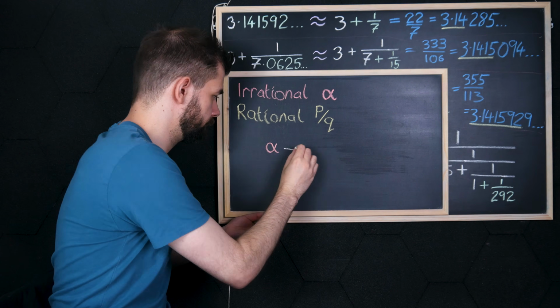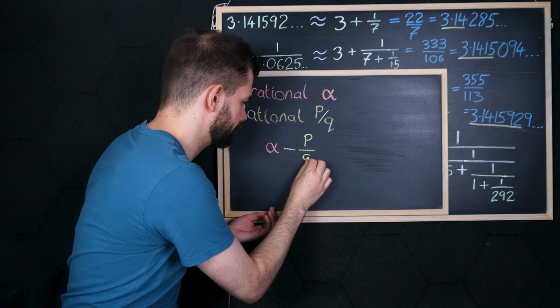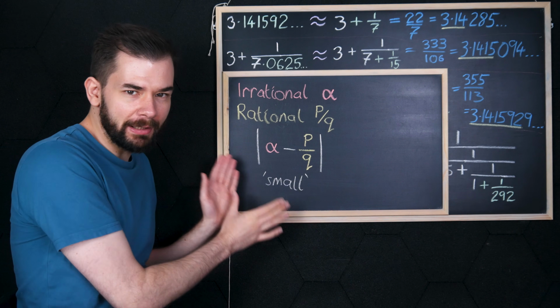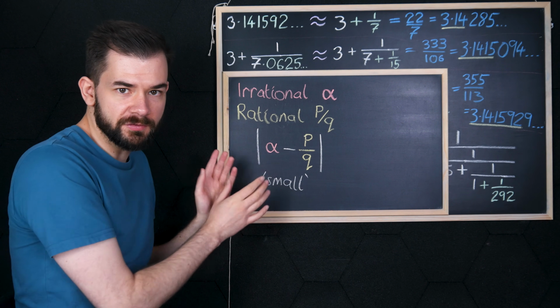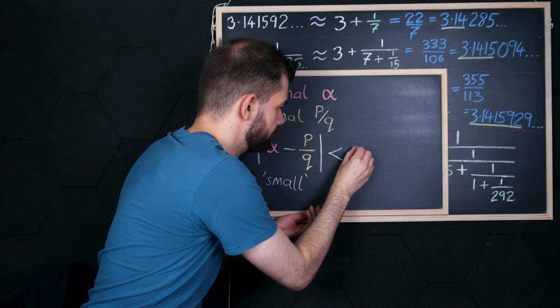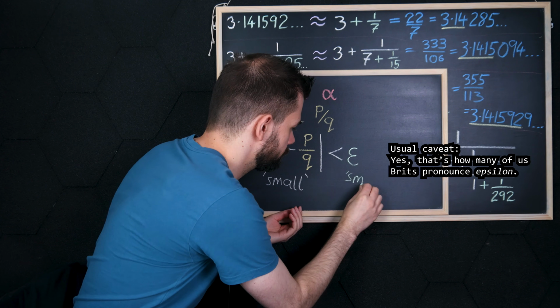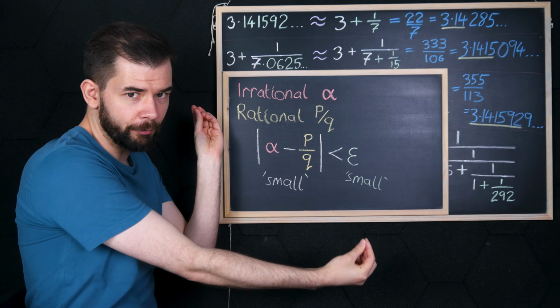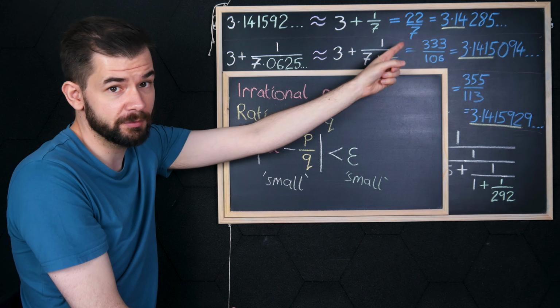A good approximation is such that the distance between the rational and irrational is very small. And how do we generalize that idea of a small distance? Well, what we really want is for this to be less than something small. So I'm going to say less than epsilon. And actually, we want to generate an infinite string of rational approximations, much like these approximations for pi.